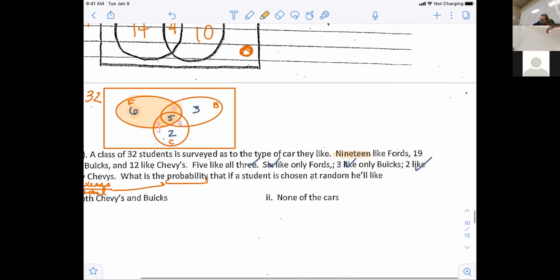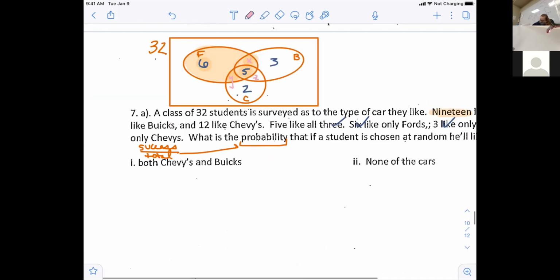I'll write it down here somewhere. I'm going to say 6 plus 5 plus X plus Y equals 19. It's plus, so you can write in whatever order you want. You can write X plus Y plus 6 plus 5, or X plus 6 plus 5 plus Y. I do not care. That's my Fords.